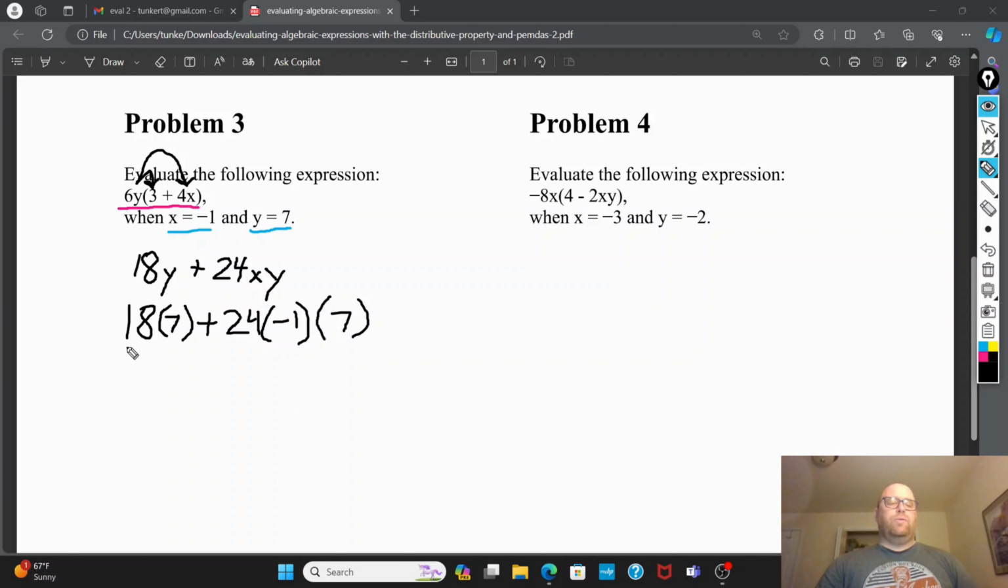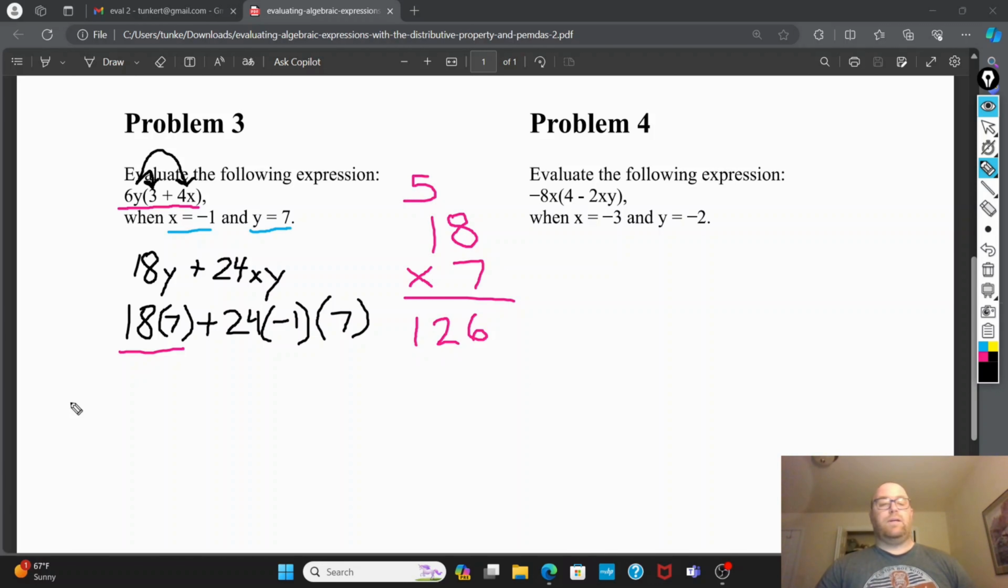Okay, so as we go across, we'll do this multiplication first. We'll do 18 times 7. 7 times 8 is 56, so we're going to write the 6, bring up the 5. 7 times 1 is 7, plus 5 is 12, so that's 126. Okay, so that becomes 126. And then we're going to do 24 times negative 1 here. Well, that's just plus a negative 24 times 7.